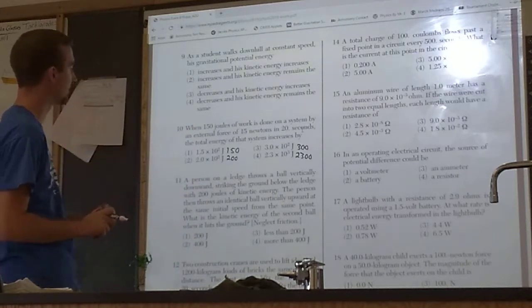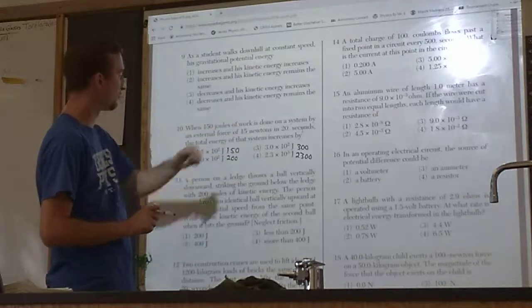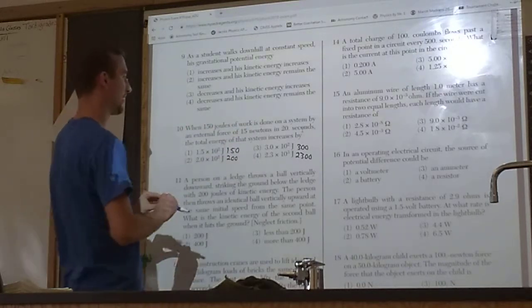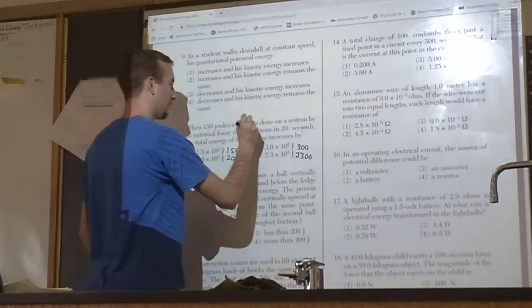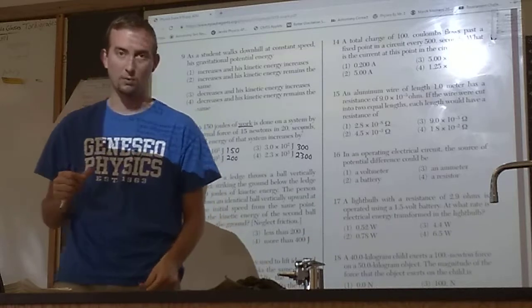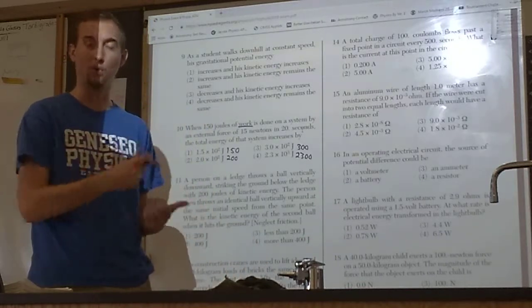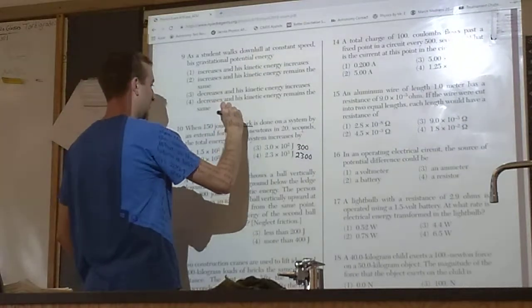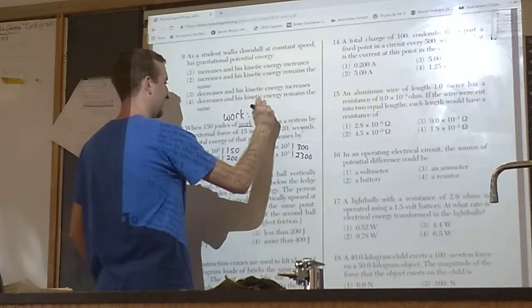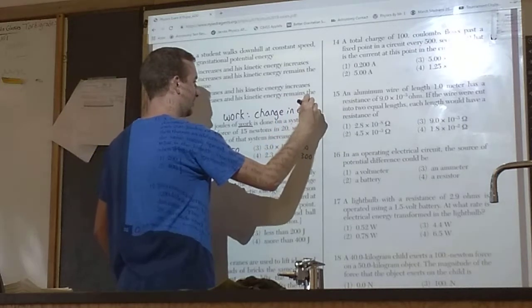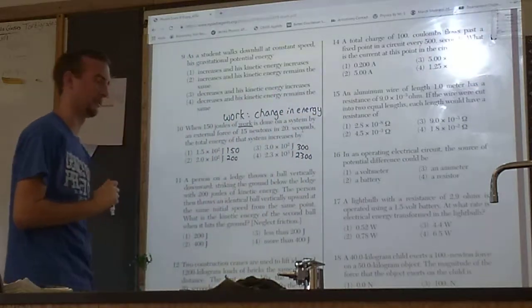Anyways, back to the question. When 150 joules of work is done, so we're talking about work being done on a system. That word right there, work. There's a definition for work. And when I say definition, I'm talking about a word definition right now. The definition of work is a change in energy. If you do work, you are changing the energy of something.